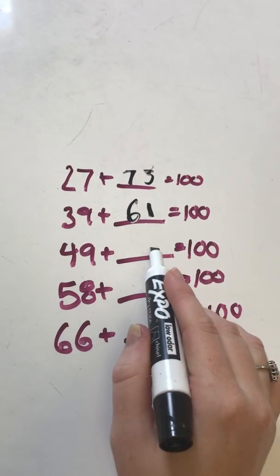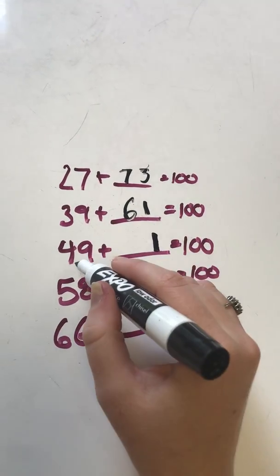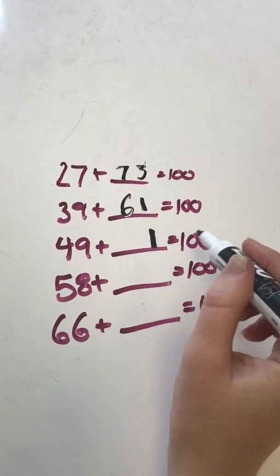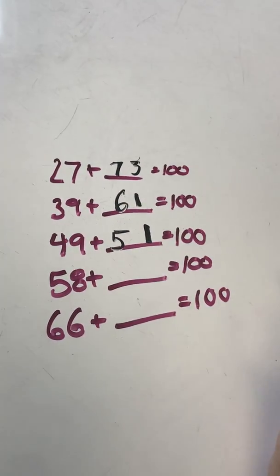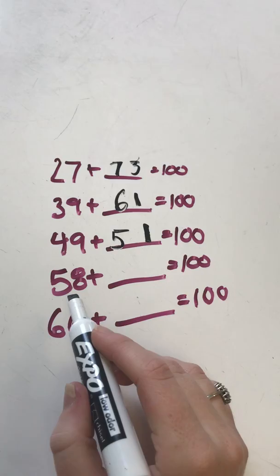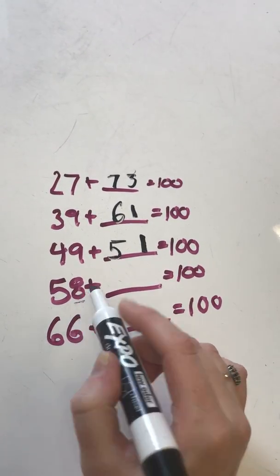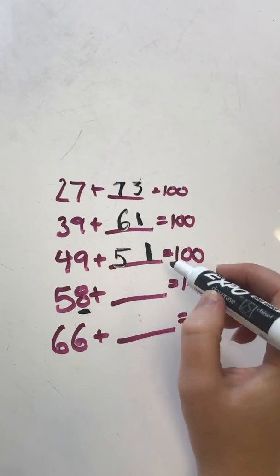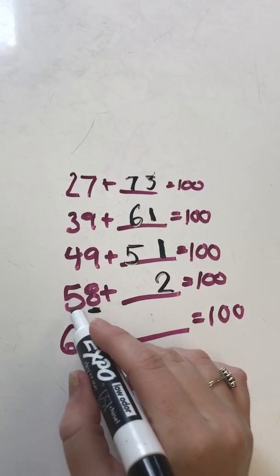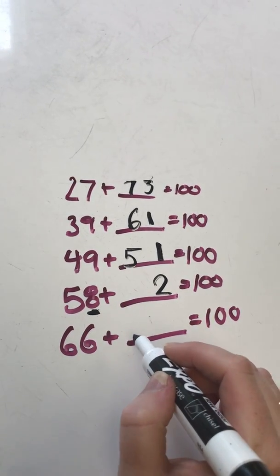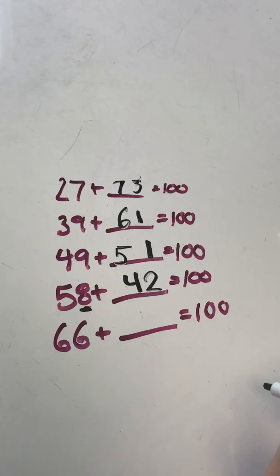My 9, I've got to level it up to the next one, give it a 1 because 9 plus 1 is 10. This is now 50. 50 plus what gives me 100? Well, I'll do 10 minus 5 is 5, giving me 51. Now, 58. 58 plus what gives me 100? When I look at my ones, it's an 8. 8 plus what gives me 10? 8 plus 2 gives me 10. And now this is 60. So 60 plus what gets me to 100? Think of it as 10 minus 6. 10 minus 6 is 4, so 42.